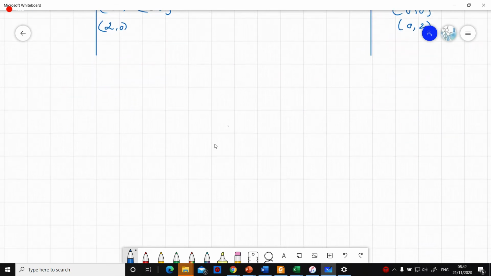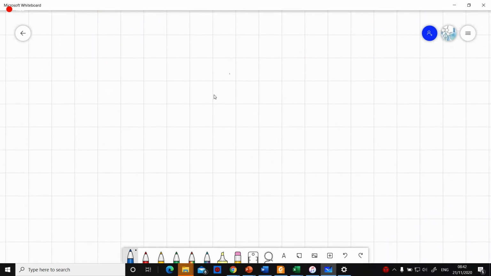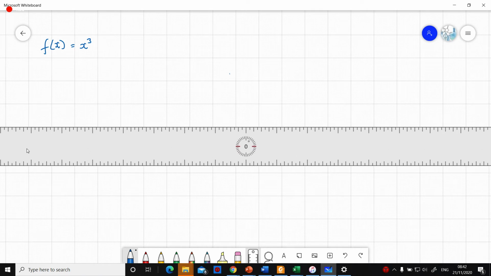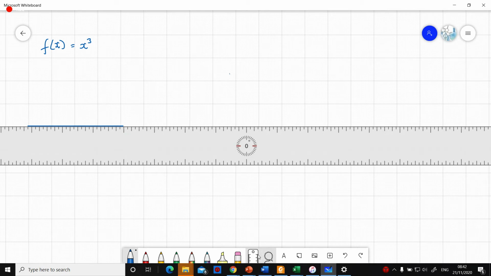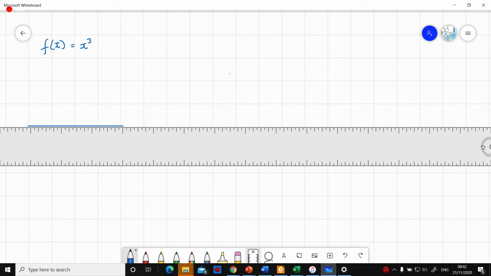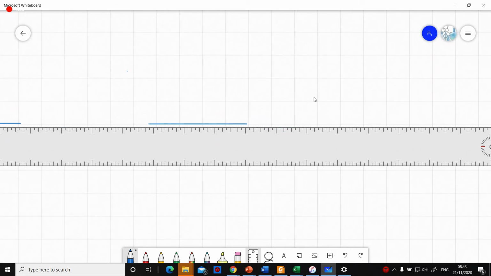Now let's look at the second example we looked at, which was f of x is equal to x cubed. We said that if we have f of x, it's good to always draw the original equation. Draw the original equation, and then we draw the other one.